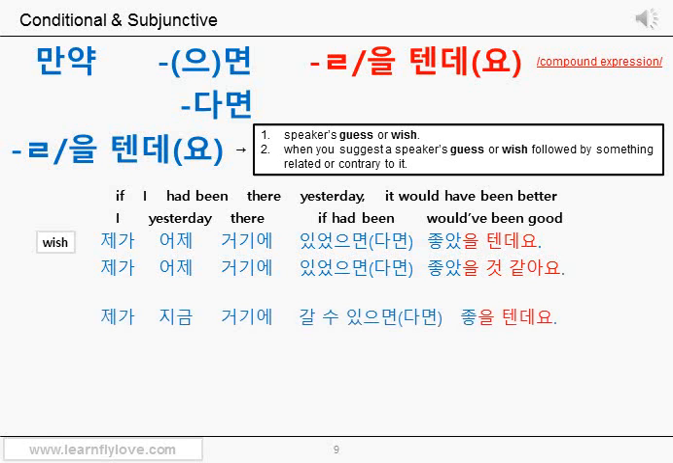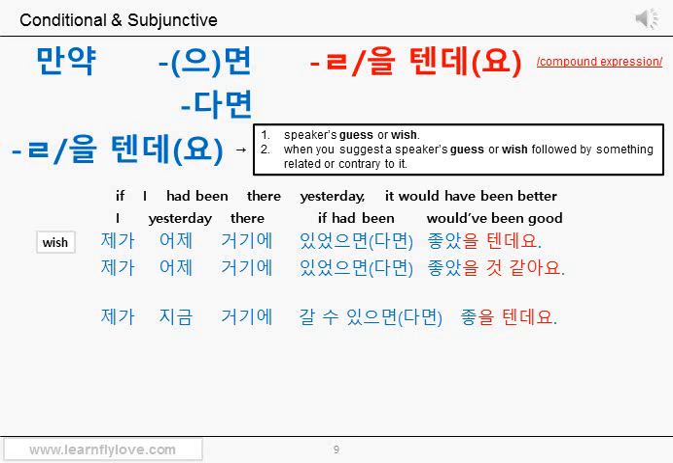Let's see the next sentence then. 제가 지금 거기에 갈 수 있으면 or 갈 수 있다면 좋을 텐데요. 제가 지금 거기에 갈 수 있으면 좋을 텐데요. or 제가 지금 거기에 갈 수 있다면 좋을 텐데요. There's nothing you don't know.